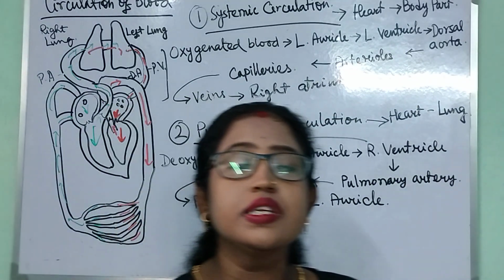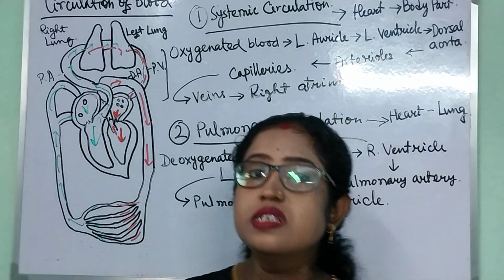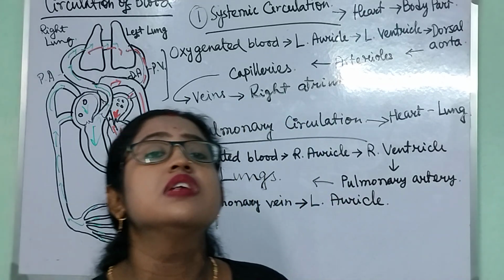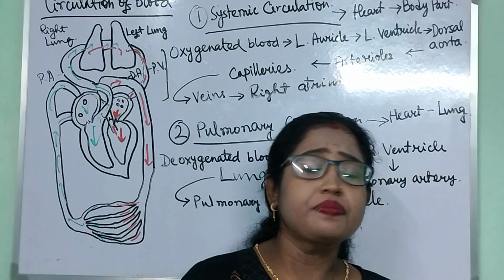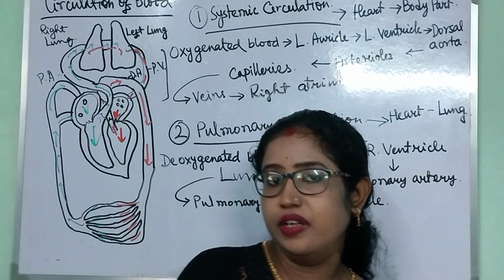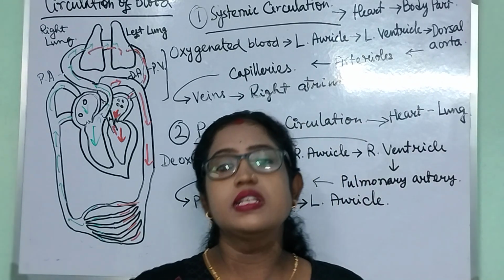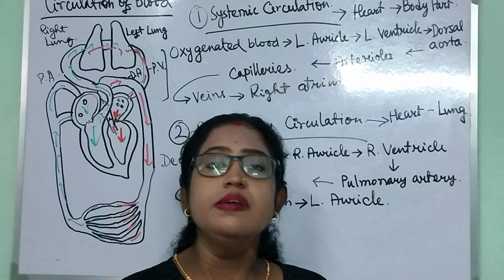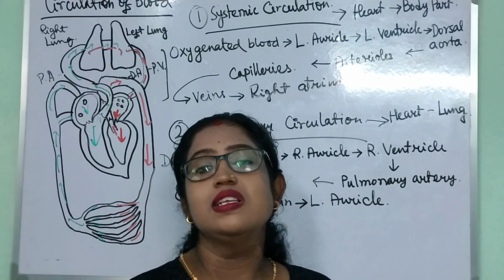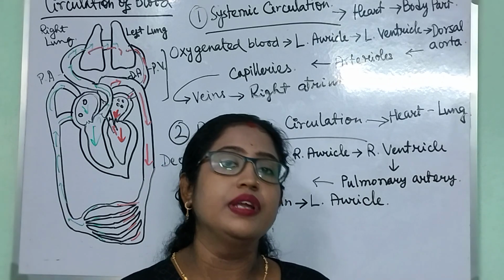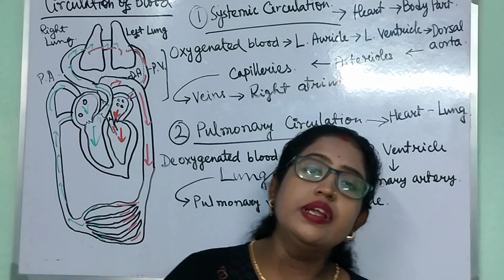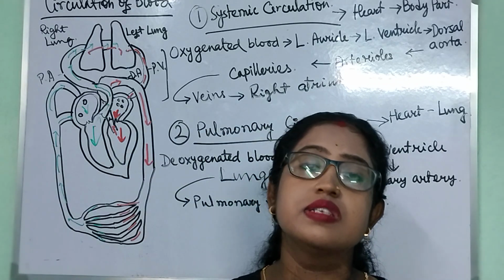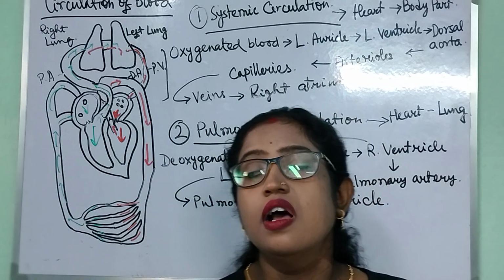Double circulation occurs in humans as well as in birds, to maintain their body temperature. And it is important because in this case the oxygenated blood and the deoxygenated blood never mix with one another. So our body can easily maintain our body temperature against the outer environment. And this is important to maintain our body processes.